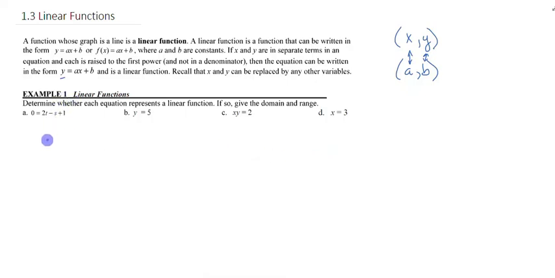So in example 1, we are to determine whether each equation represents a linear function, and then if it does, give the domain and the range. So for this one, we have s and t instead of x and y. Alphabetically, it's s, t. So we need to solve for t just like we would have solved for y up here. So let's go ahead and subtract 2t from both sides and then divide by -2.